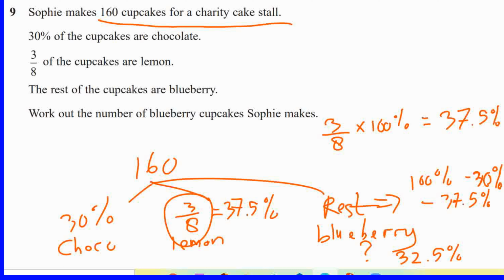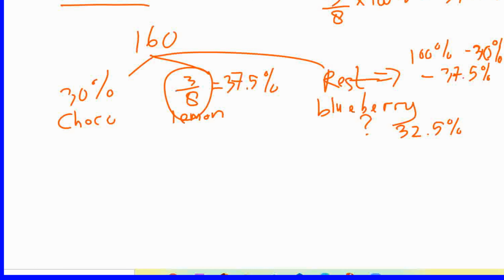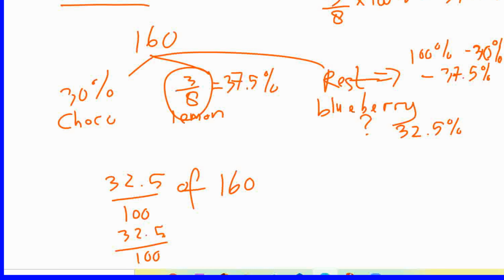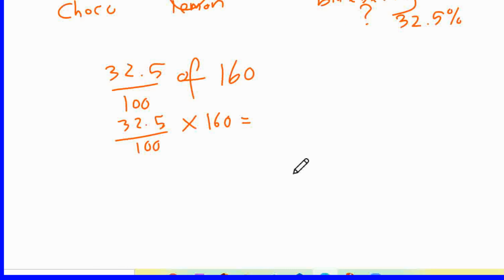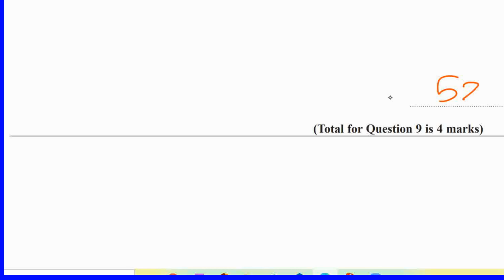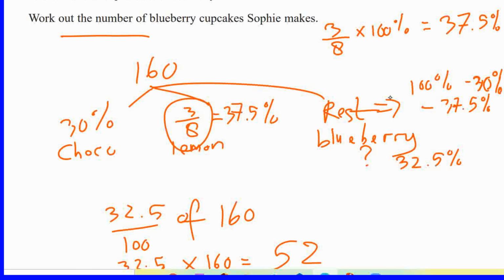So the blueberry is 32.5%. But what is the number? Well, we have to count 32.5% times 160. If we count it with calculator, we'll get 52. The answer is 52. Here is the blueberry cupcake.